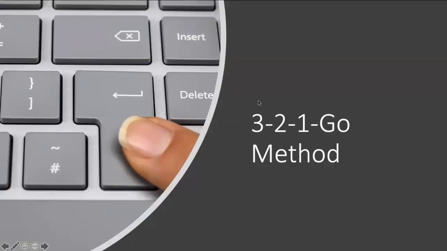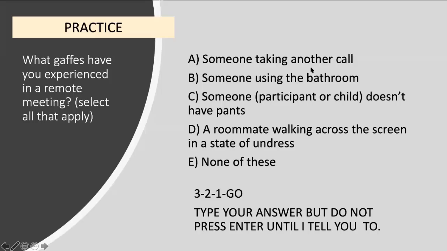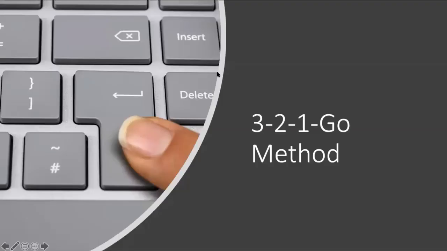So I like to start by sharing a technique I use quite a bit. It's very simple, very fast. It's called the 3-2-1 go method. And so we're going to actually practice this method. I'm going to go back a slide just to explain it. You put up a question and you have everybody type their answer in the chat window, but they don't press enter until you say 3-2-1 go. And then everybody answers at once, so you can see all the answers at the same time.